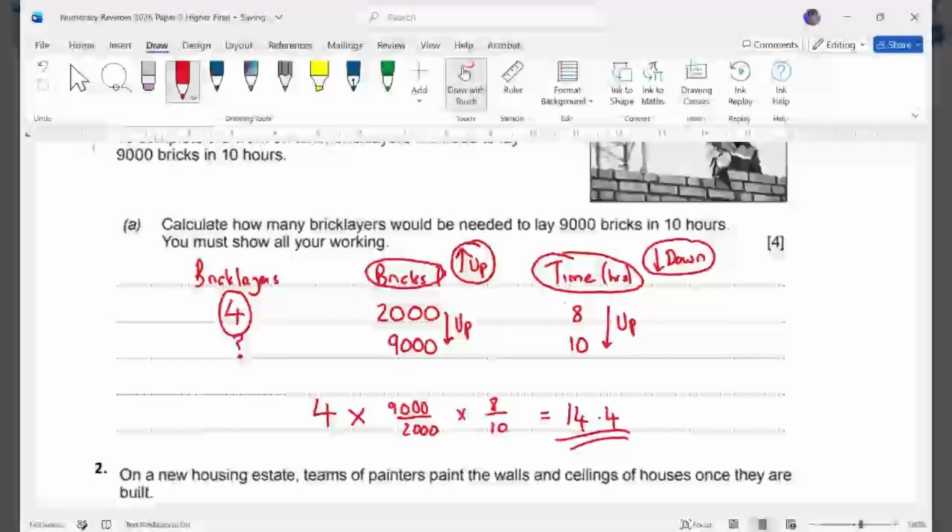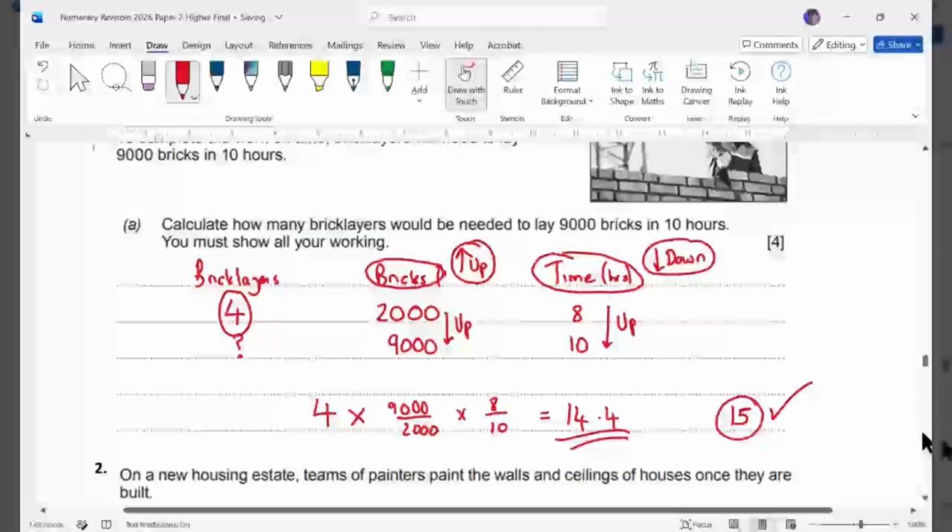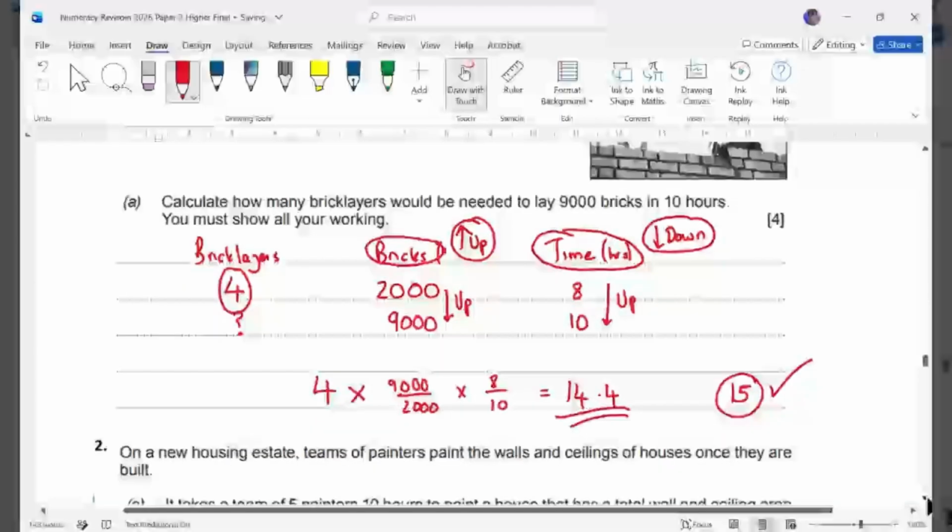So how many bricklayers are we going to need? Well, 14 won't get the job done. So actually, this is one of those cases, even though 14.4 would round down to 14, we've got to get this job complete. So to get it done, we're going to need 15 bricklayers to do it in the time that we need.